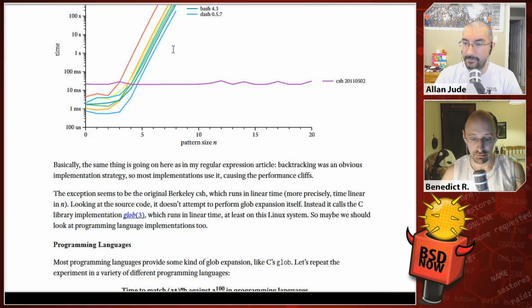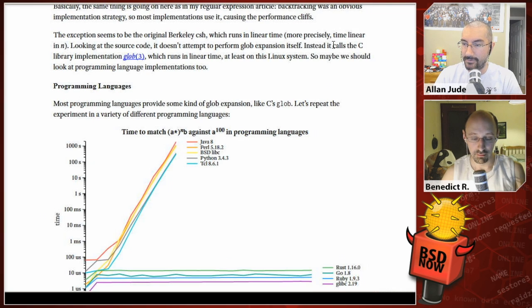And so the exception was Berkeley CSH, which runs in linear time, meaning more precisely that the time is linear in the number of star wildcard characters you have. He says, looking at this source code, it doesn't attempt to perform glob expansion itself. Instead, it calls the C library implementation of glob, which runs in linear time, at least on the Linux systems.